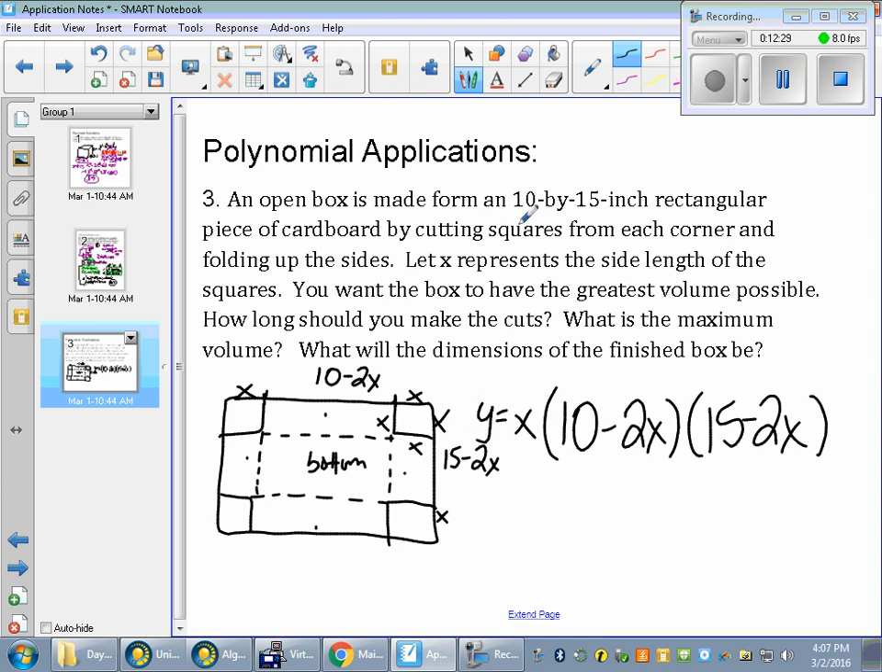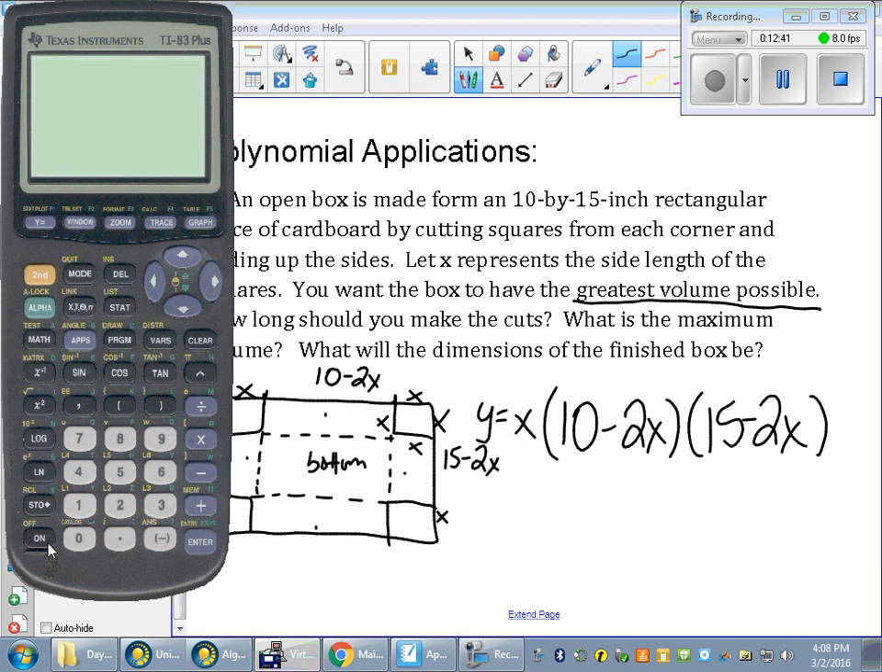They don't say anything in the question about what volume equals. So let's look at this. You want the box to have the greatest volume possible. Let's graph this equation and see if we can figure out what that would look like.